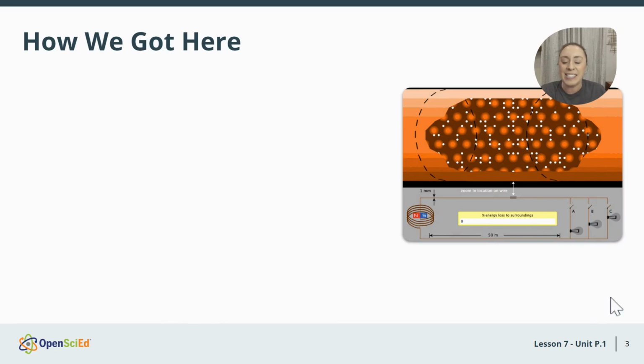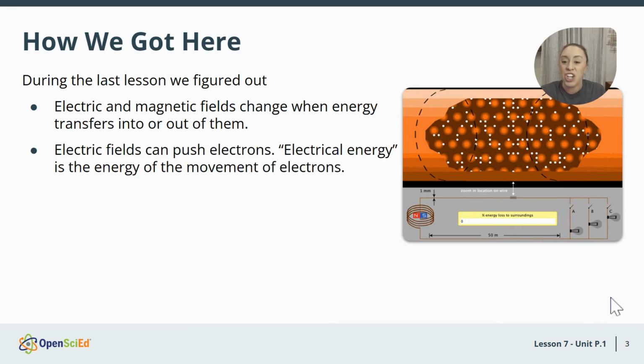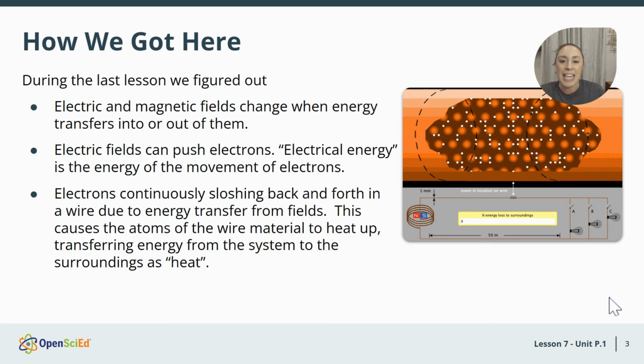If you recall last lesson, lesson 6, we played with this simulation and figured out that electric and magnetic fields are going to change and transfer energy in and out of them. And these electric fields are going to actually push on the electrons. And this is what we refer to when we say electrical energy. And these electrons, as they're being pushed by these changing electric fields, are going to continuously move or slosh back and forth within the wire. And this is what we refer to as heat lost to the surroundings, as those moving electrons are going to heat up those atoms of the wire material.